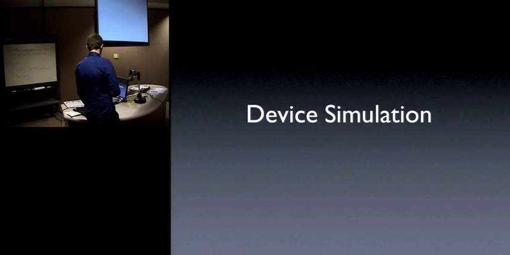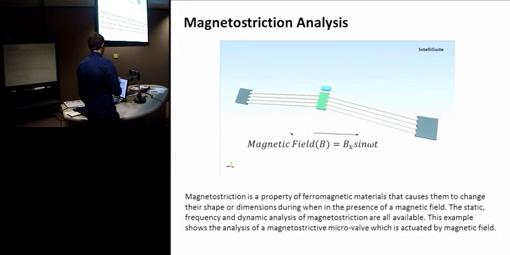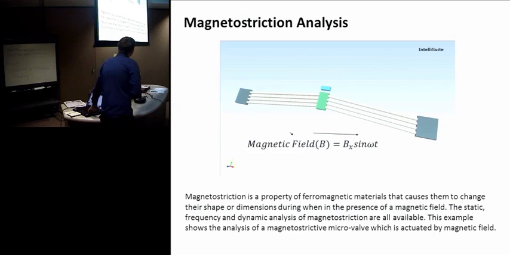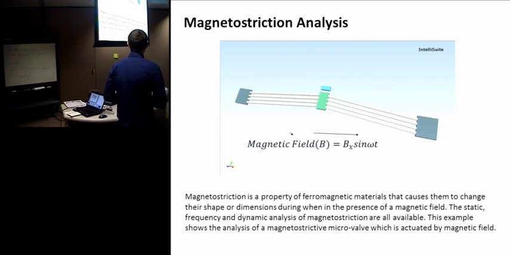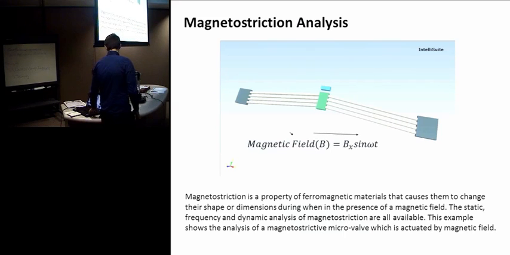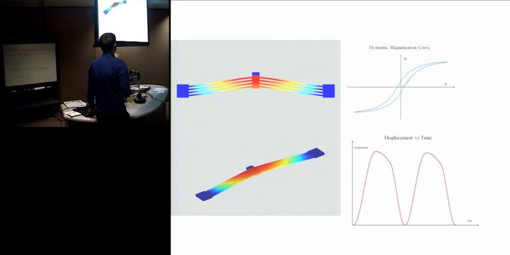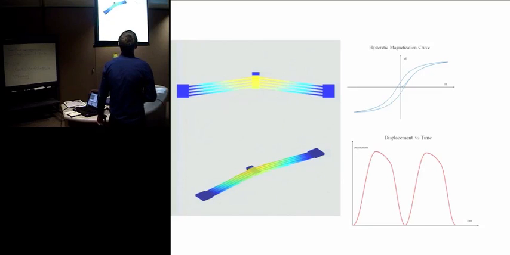With device simulation, magnetostriction analysis, this is the example that I went over before. We also include an application note for magnetostrictive microvalve, as well as a beam element. And both of those deal both with simple and with TEM. So here's an animation with visual ease, what that would look like.